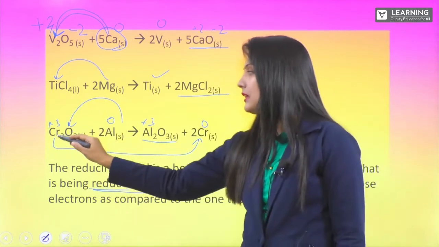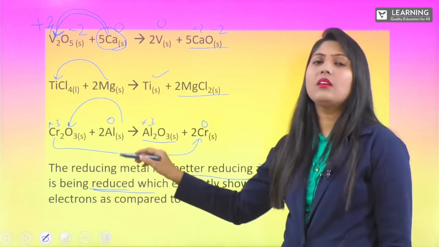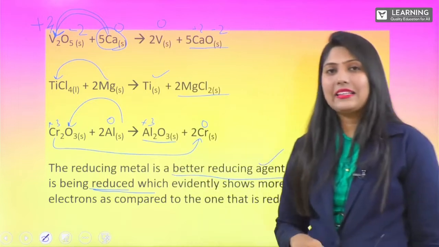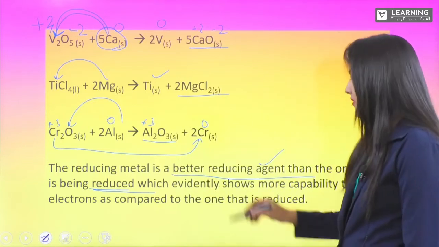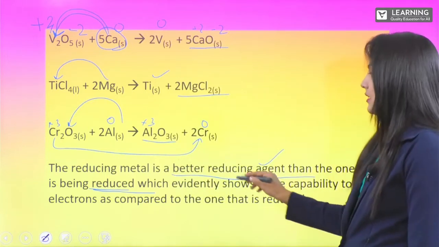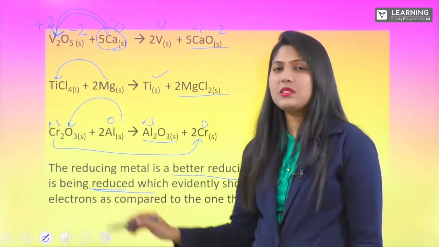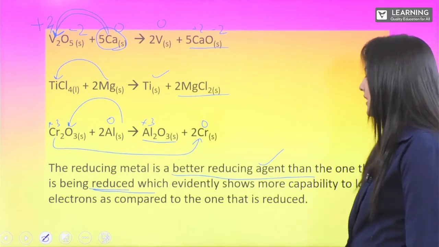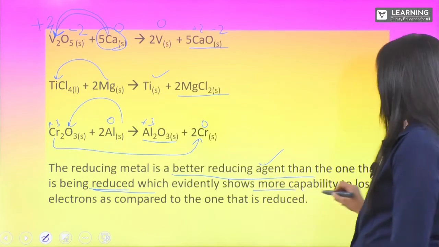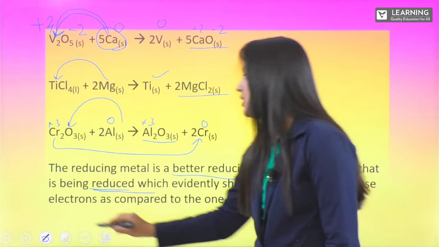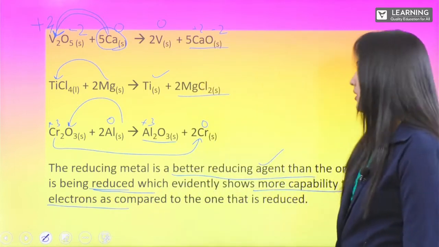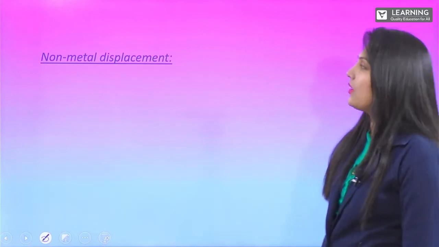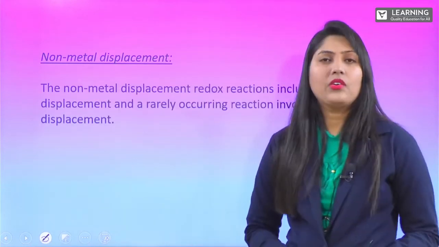So here the aluminium is the metal which is acting as a good reducing agent to reduce the other elements, which evidently shows that which reduces other elements means which helps in reducing or gain of electrons. So which evidently shows that more capability to lose electrons as compared to that of the reduced one. Got it? Next we have the non-metal displacement reaction.